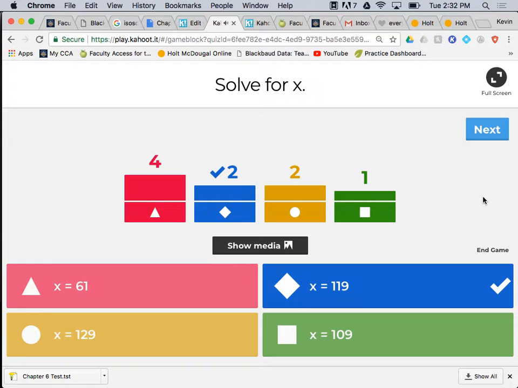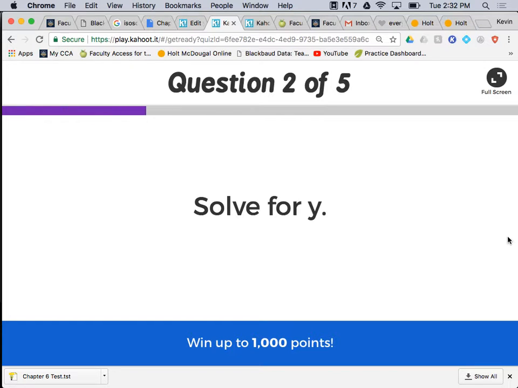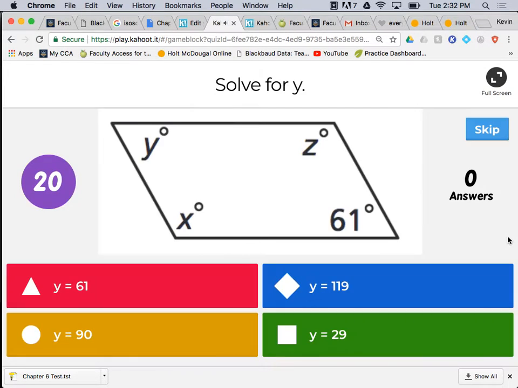119. Well done. Those angles were supplementary. The opposite angles are congruent. Consecutive angles are supplementary. Solve for y.